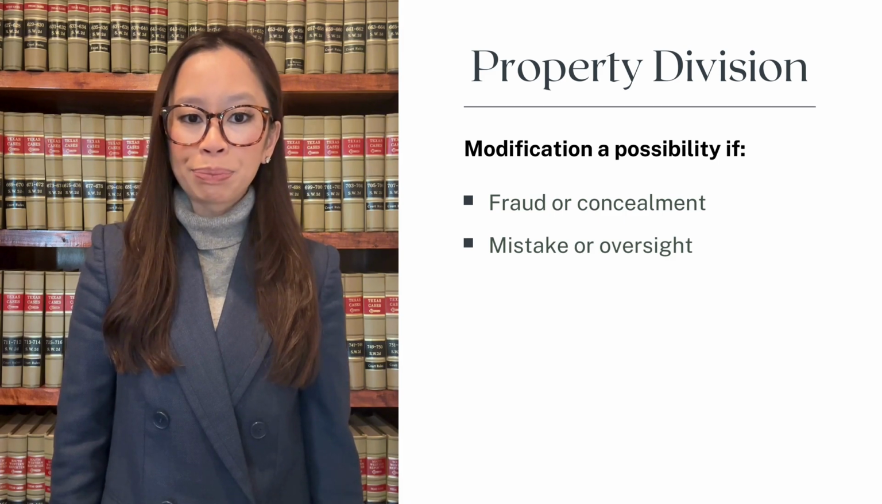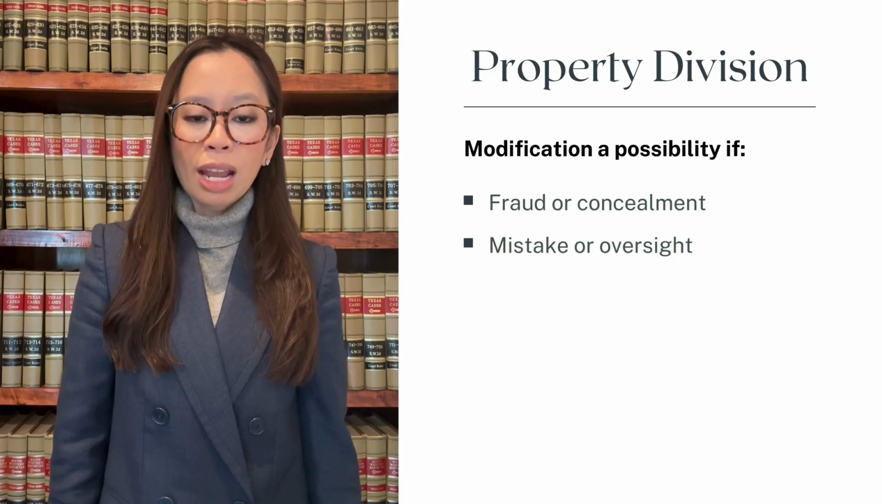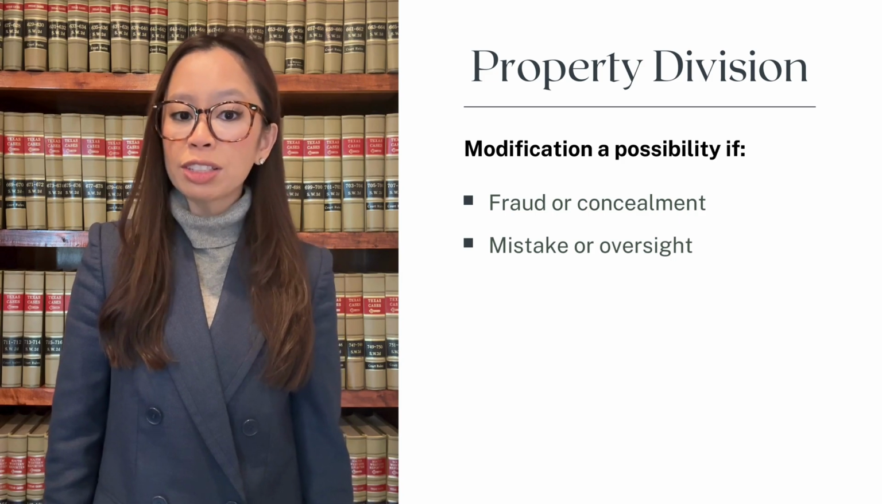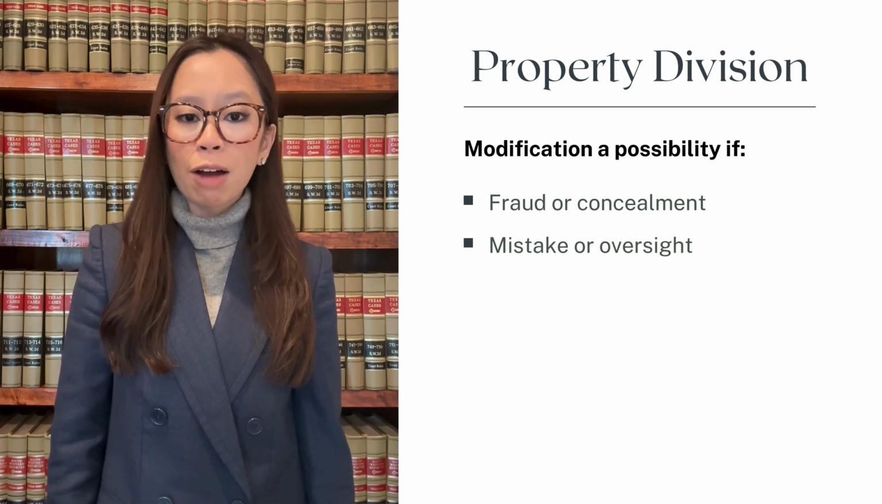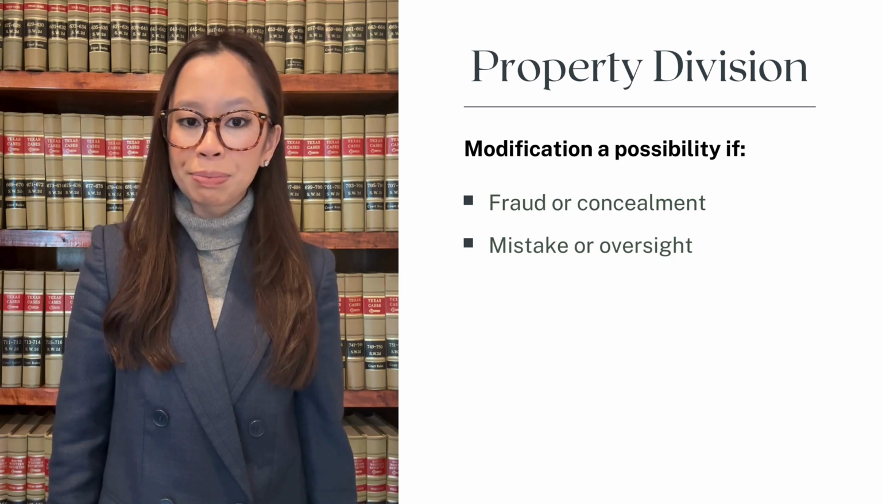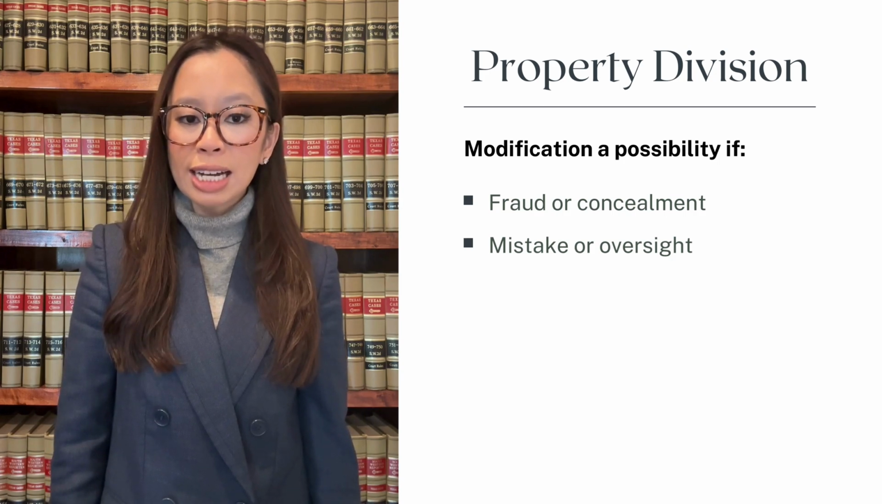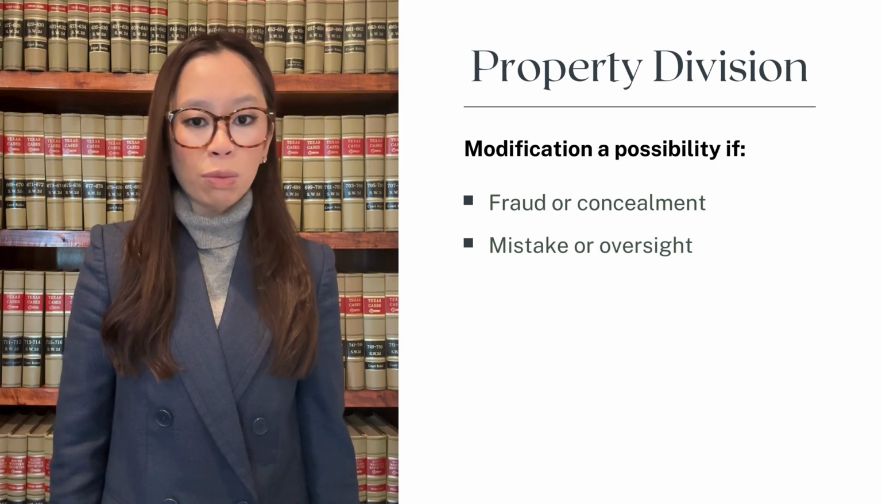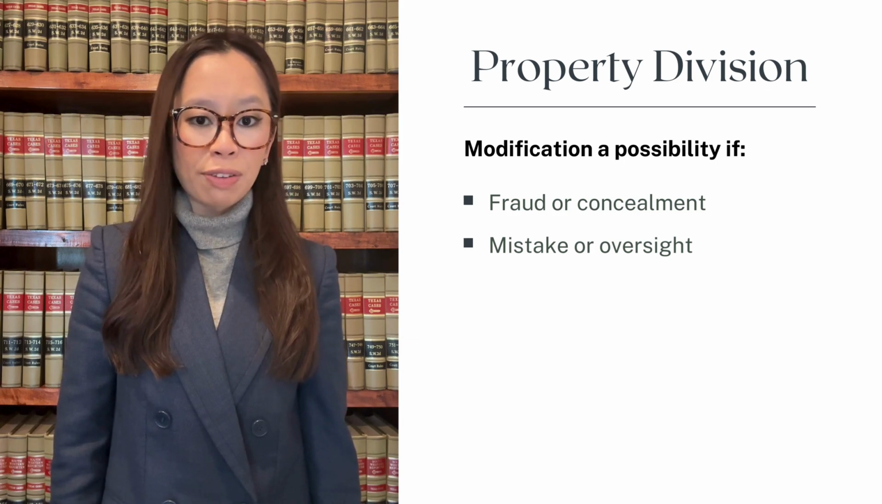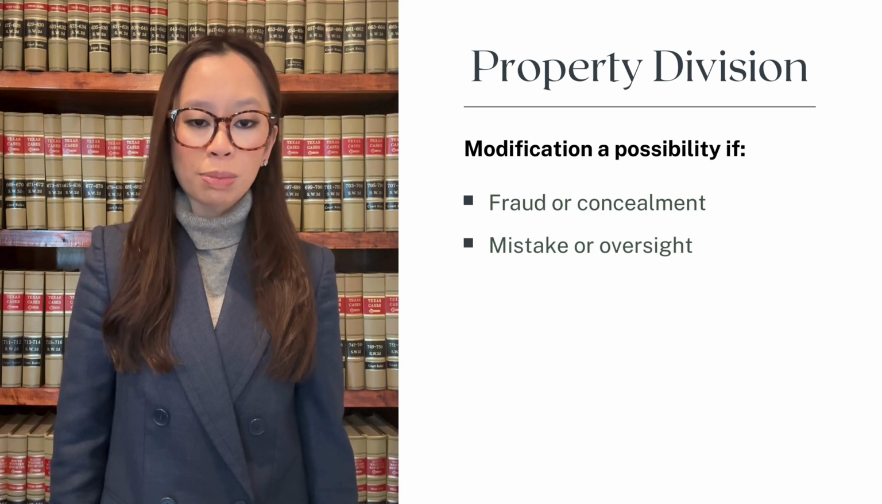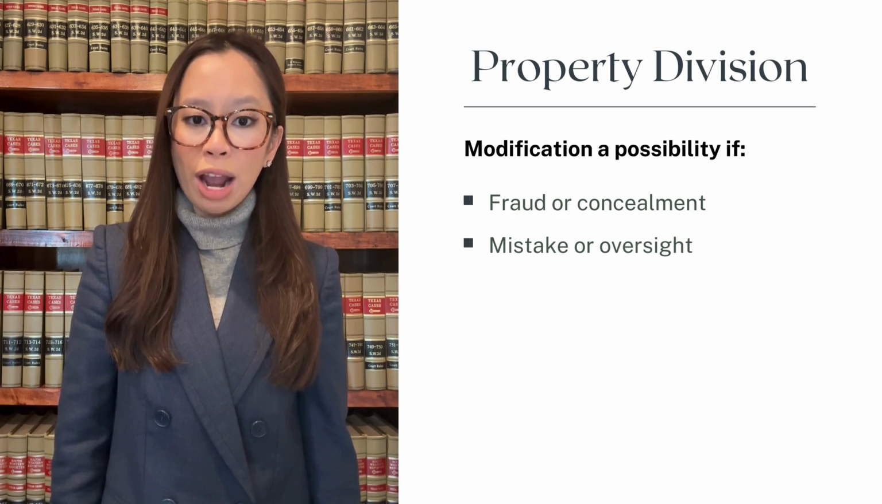For example, fraud or concealment. If one spouse hid assets during the divorce process, the court may allow for the division to be revisited. Mistake or oversight. If a significant asset or debt was not addressed in the original property division, a modification may be possible, though these situations are rare.